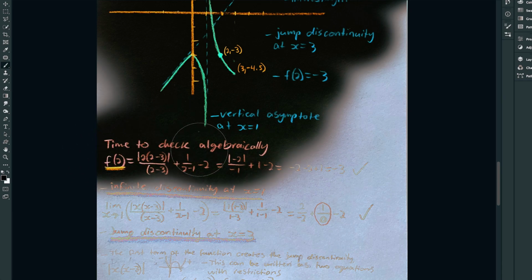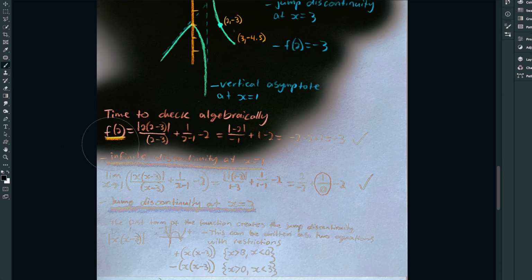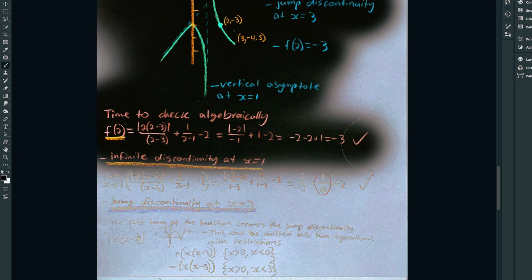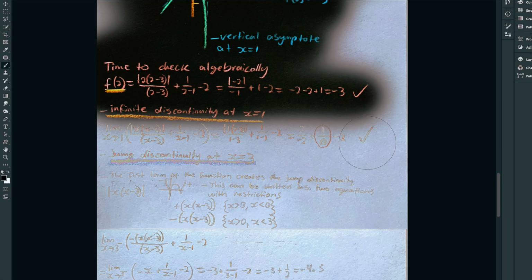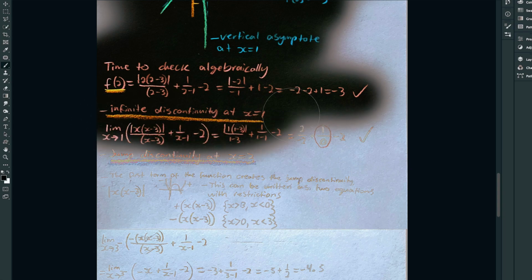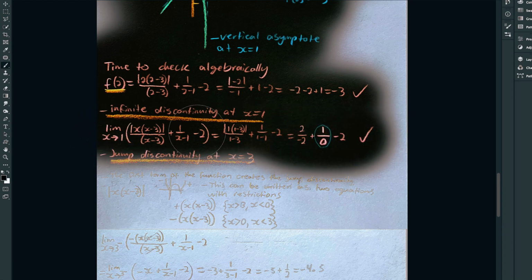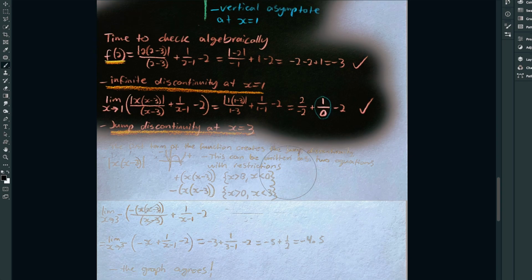Okay, time to check algebraically. First I checked if f of 2 equals negative 3. It does. Just plugged it in. Infinite discontinuity at x equals 1. For this I just found the limit as x approaches 1, and I ended up with something over 0 in the equation when I did this, so I know that that is true. There is a vertical asymptote there.